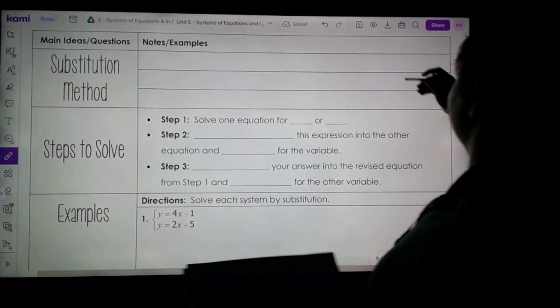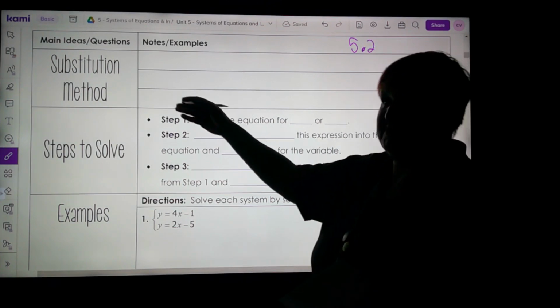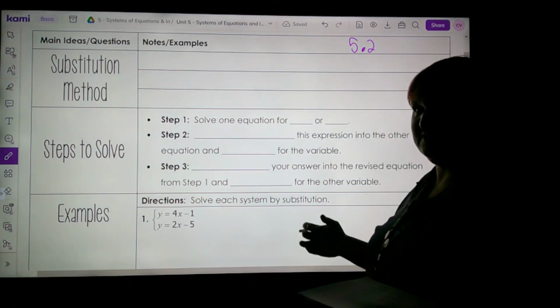Unit 5.2 uses the substitution method to find the solution to a system of equations.